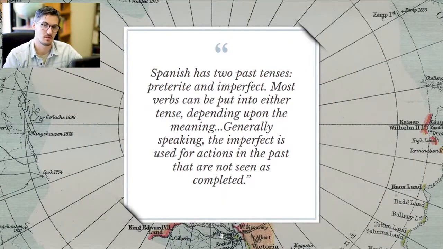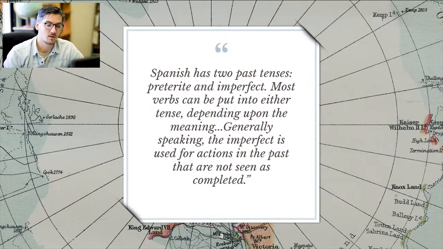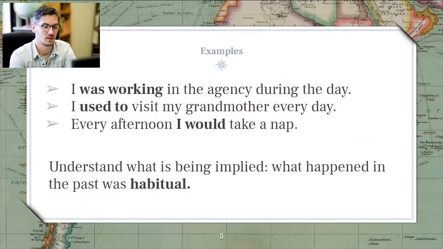Imperfect, let's start with some review. Spanish has two past tense verb tenses. First is the preterite, and the second is the imperfect. Today we're talking about the imperfect, and most verbs can be put into either tense, depending on what the meaning is, and not always can that meaning be translated exactly into English, so it's going to take some practice. Generally speaking, though, the imperfect is used for actions in the past that are not seen as complete. For example, I was working in the agency during the day. I used to visit my grandmother every day, and every afternoon I would take a nap.